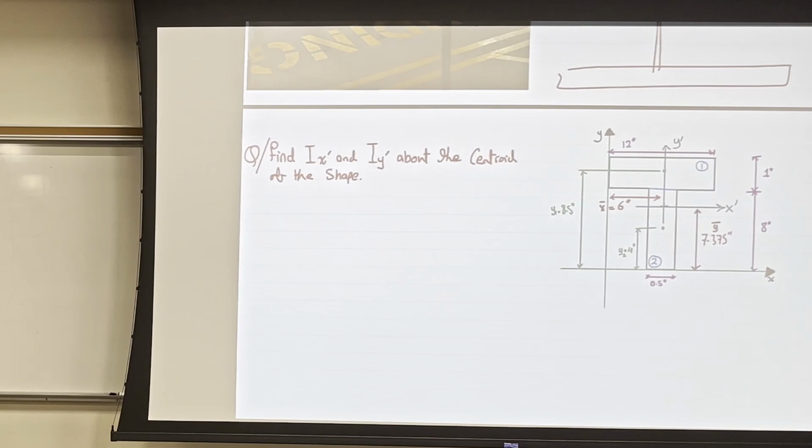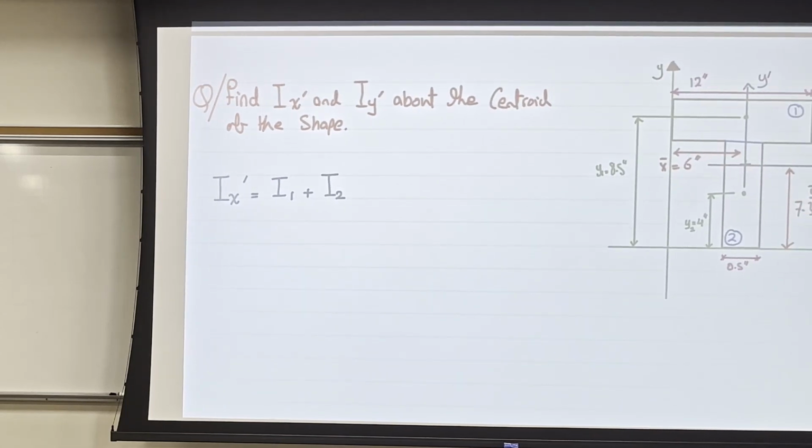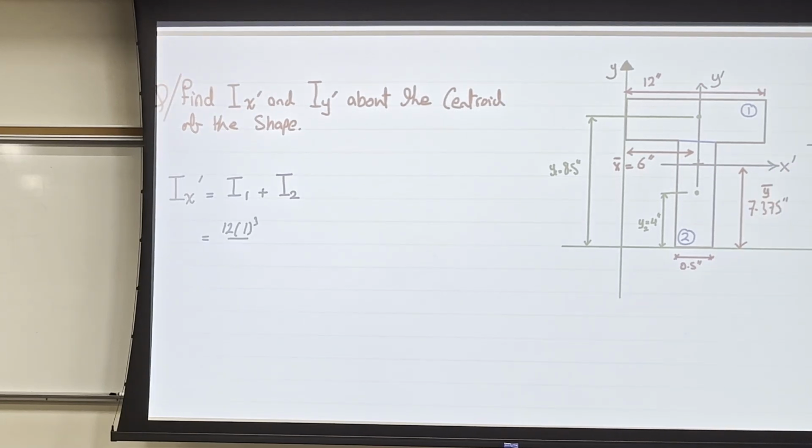So let me do Ix first. For Ix bar, I do have inertia for member 1, and I do have inertia for member 2. For member 1, the inertia is always parallel times perpendicular cube over 12, and that's always there. That's the first term that's always there. The plus area times d squared, that's not always there. So let me write the parallel times perpendicular cube over 12. I do have here 12, the thickness here is 1, so 1 cube over 12, plus the area times d squared.